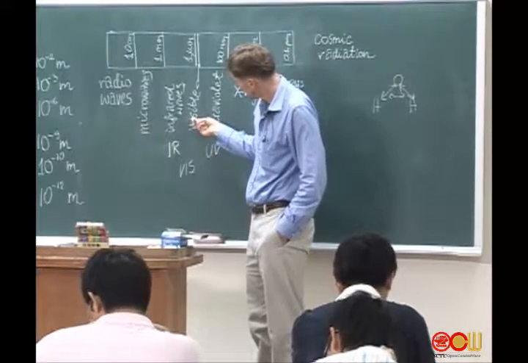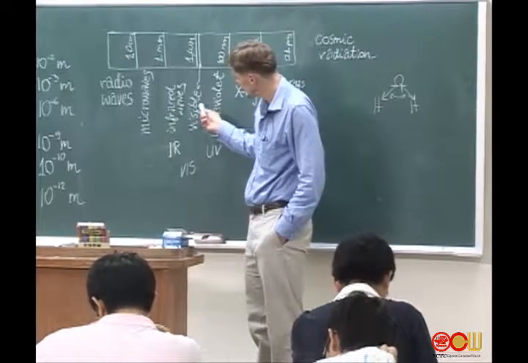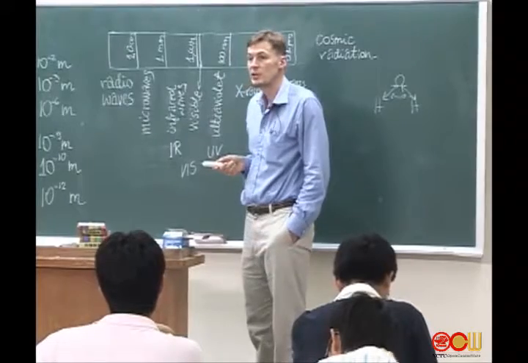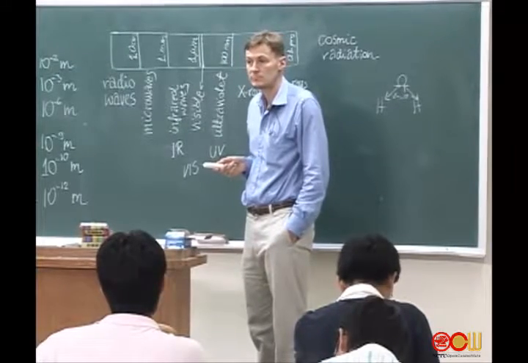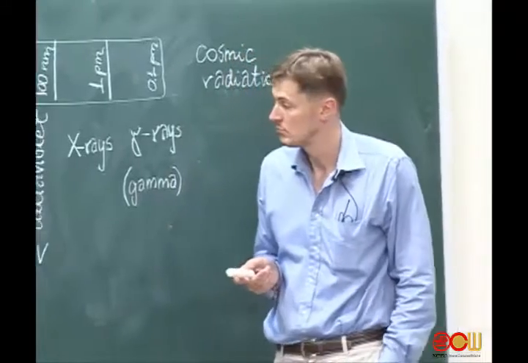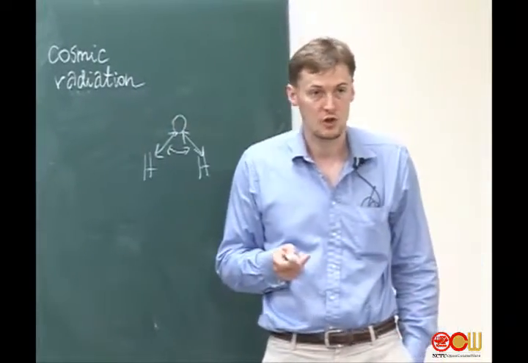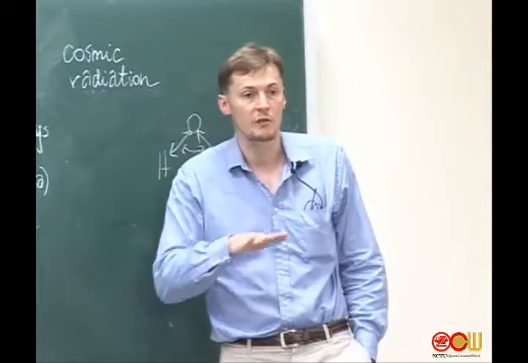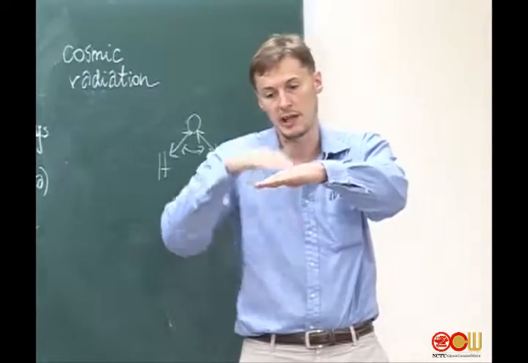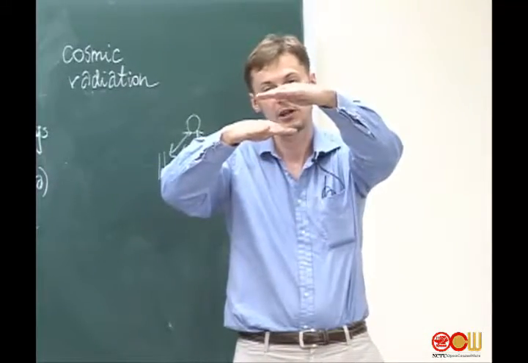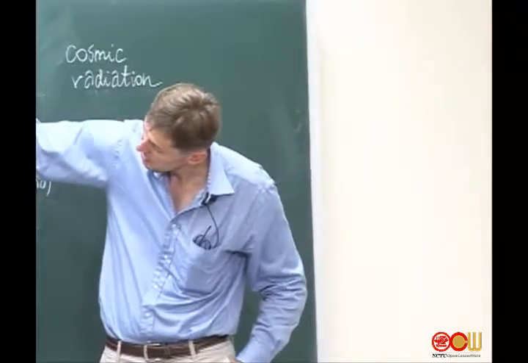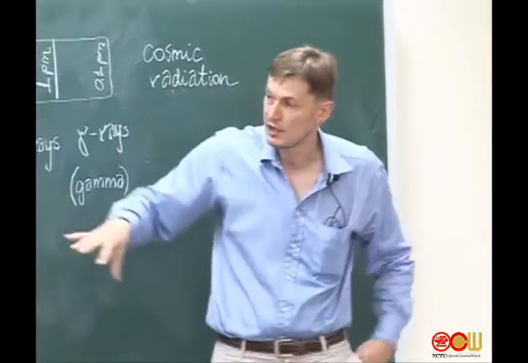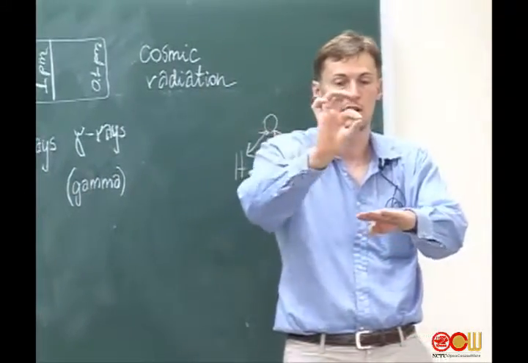Visible light and ultraviolet, these two interact with electrons inside the molecule. So what happens to electrons? Electrons change levels. It turns out that not every energy in a molecule is allowed for the electron. So what happens if you put visible or ultraviolet light on the electron? It changes from one level to another level.